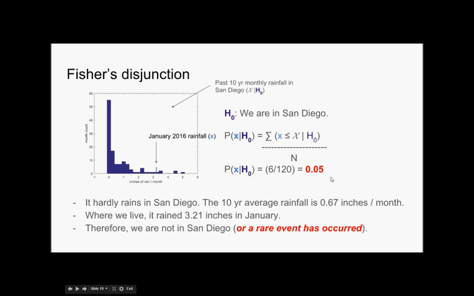And if you were to apply only the first part of Fisher's disjunction, you would say, actually, we don't live in San Diego. The null hypothesis should be rejected. But you'll notice that we should not forget the other part of Fisher's disjunction. It's just that a rare event occurred, and it rained a lot in January compared to the average day in San Diego.